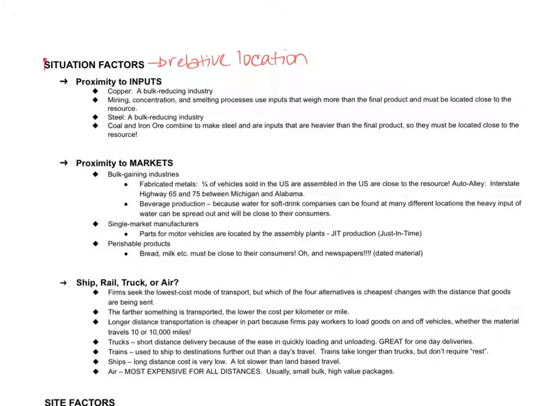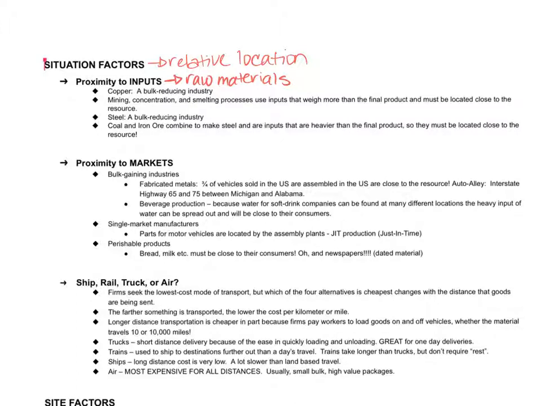Yes? No? Yes? Okay. All right, so when we look at situation factors and relative location, what's around or what's going to be around my business that would make me want to locate there? We look at a few things. The first thing that we look at is proximity to inputs, which is, again, a fancy way of saying your inputs are your raw materials. So what is it that's going to go into my business? What am I going to make? What do I need to be located next to in order for my factory to run?